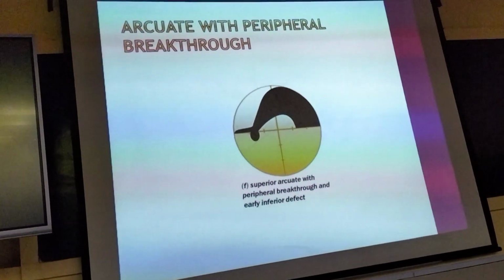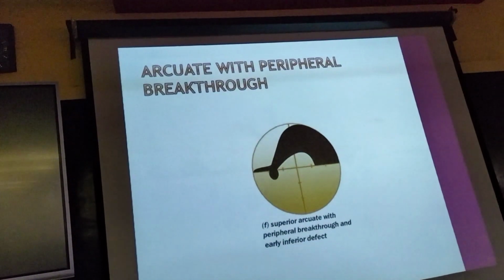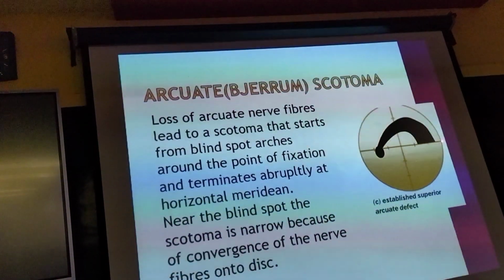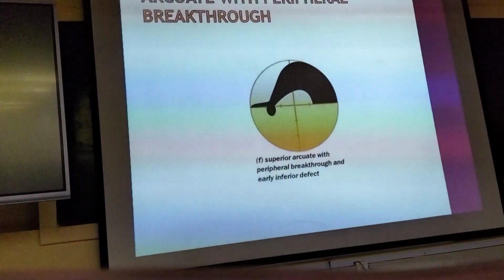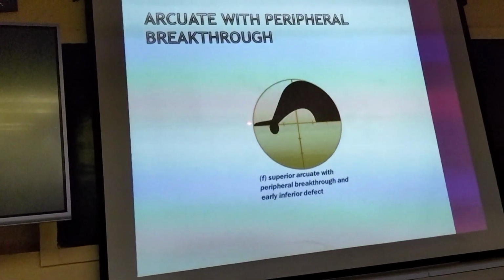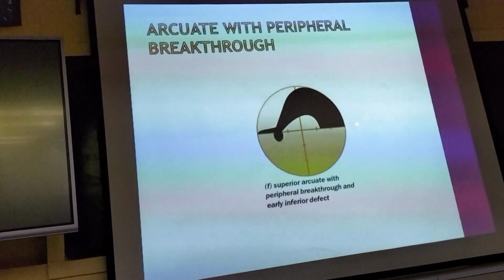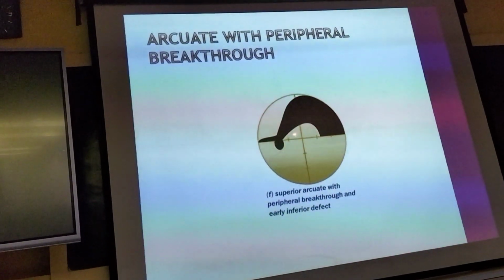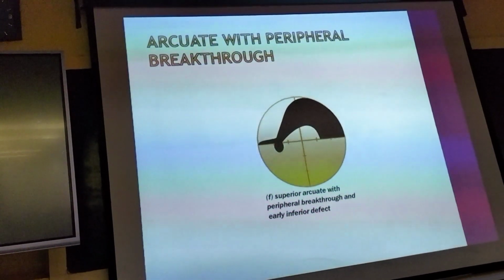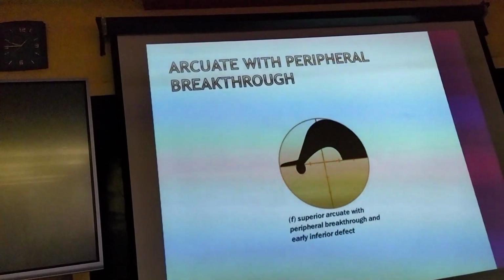Arcuate scotoma with peripheral breakthrough. This is another scotoma where you can see that earlier it didn't extend up to the periphery, लेकिन यहाँ पे आप देखें it extends up to the periphery on the nasal side as well as on the temporal side. यहाँ से भी इसकी दुम निकल आई है और यहाँ भी ये फैलकर पेरिफेरी तक चला गया। ये देखिए यहाँ से भी ये पेरिफेरी से जुड़ रहा है और यहाँ से भी ये पेरिफेरी तक पहुँच गया। That's why the name has been changed and it is called arcuate scotoma with peripheral breakthrough.